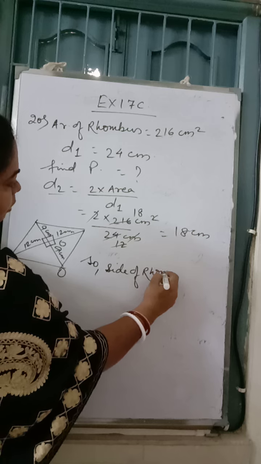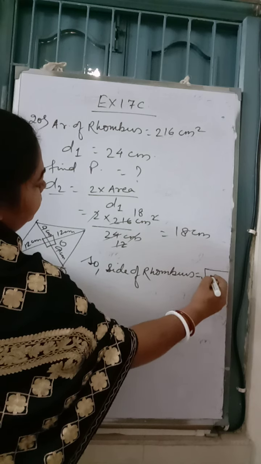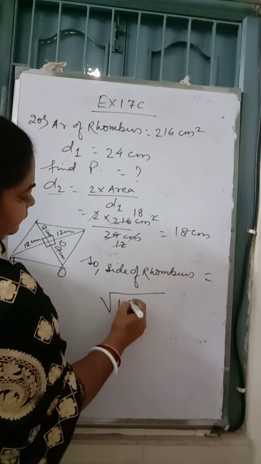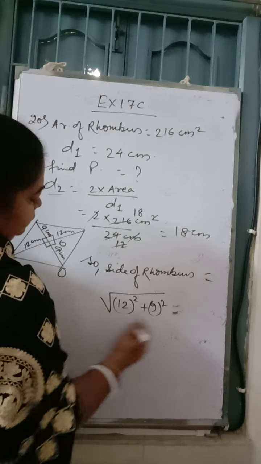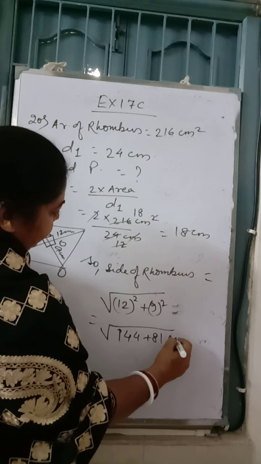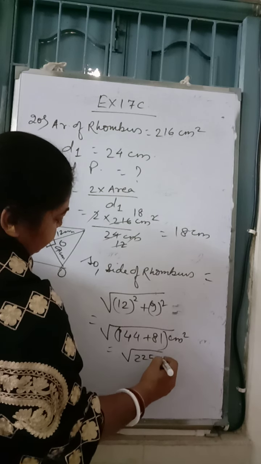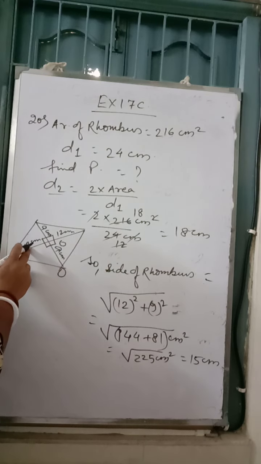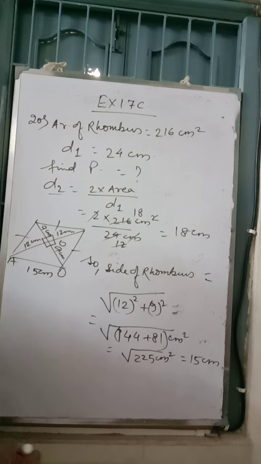Yesterday, you have learned this sum, how it comes. Side of rhombus is equal to under root 12 square plus 9 square, which gives you 144 plus 81 centimeter square, 225 centimeter square, or 15 centimeter. Because this is 90 degree, this side is 12, this is 9. So this gives you 15 centimeter. So all the sides would be 15 centimeter.